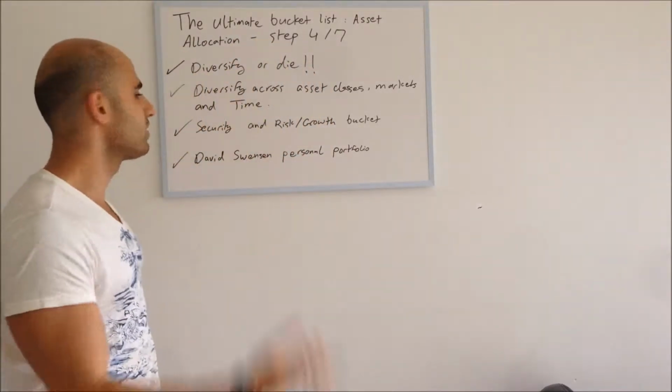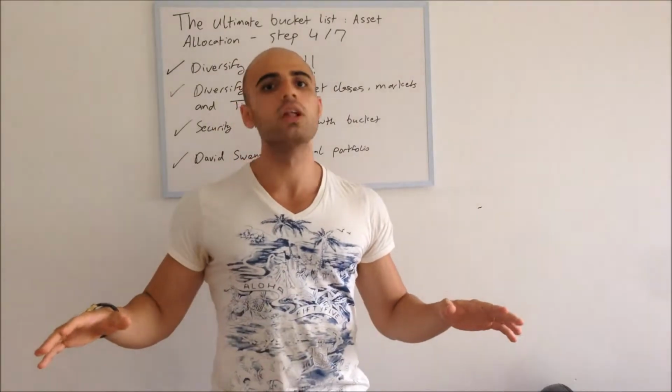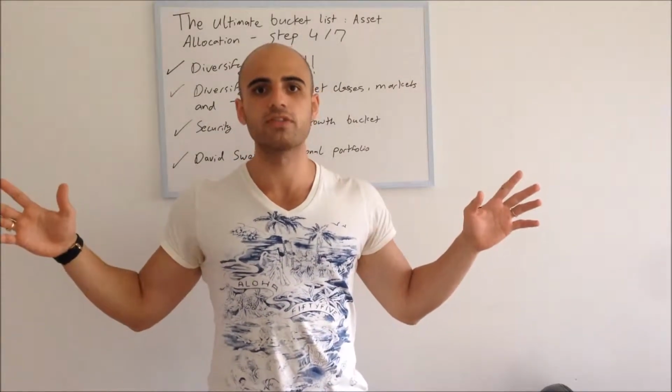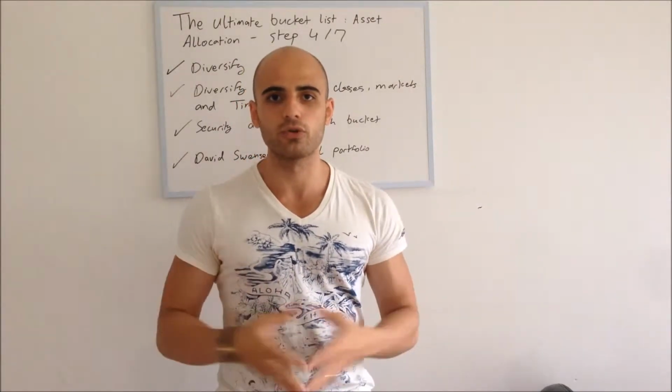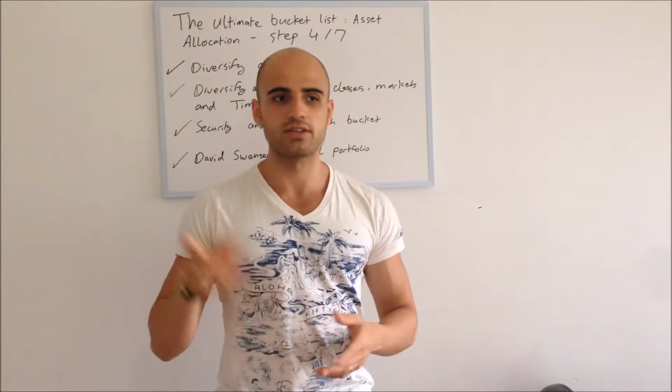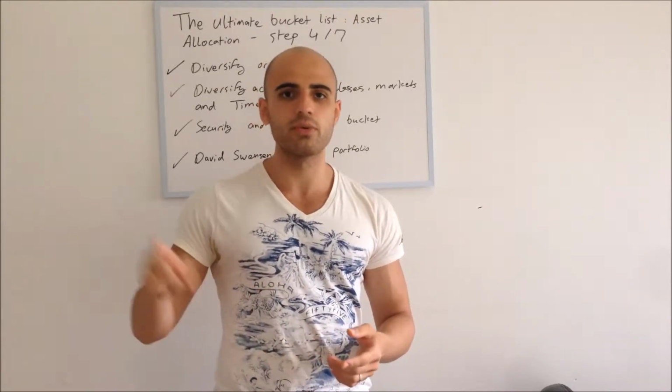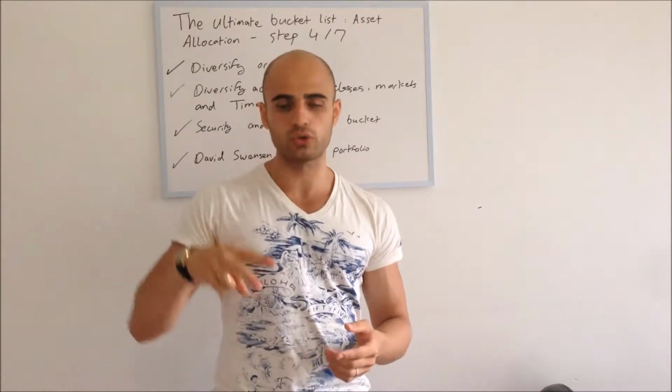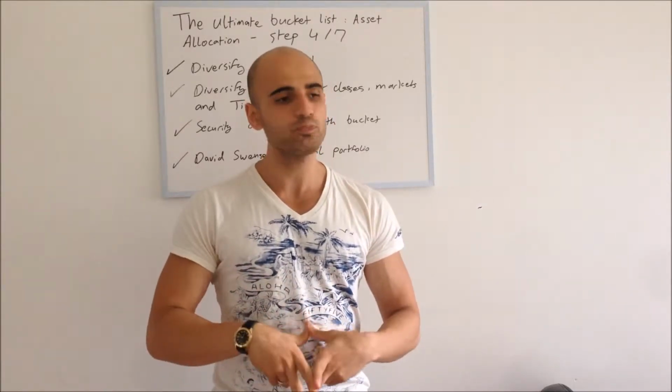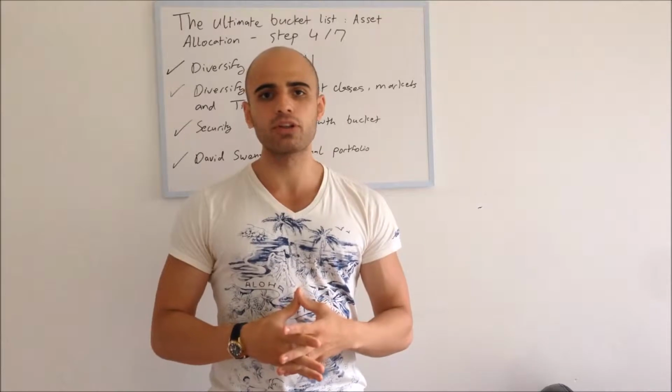So the first one is diversify or die, and that's the number one rule of all the big investors. Warren Buffett says it. He says diversify your portfolio. No, he doesn't actually say diversify. He says be fearful when everyone's greedy, and be greedy when everyone is fearful. And he also says diversify your portfolio. It's very important to diversify your portfolio.